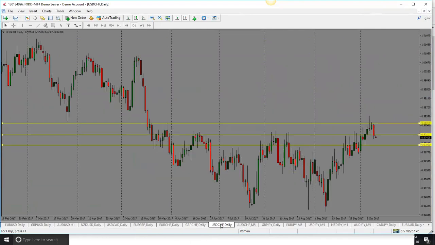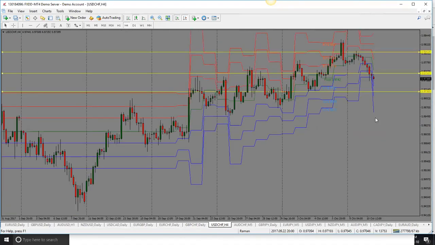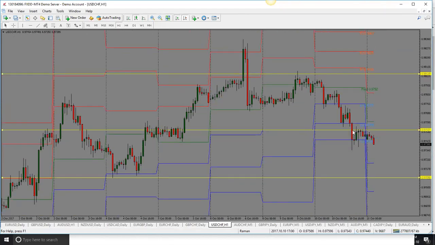Dollar Swiss franc, we had a big drop in dollar Swiss franc here. Looks quite bearish. So looking for price to drop into 0.9700 here. And let's take a look here. Yeah, so this looks quite bearish. We're looking for price to drop further into the 0.9700 level. So from a 1 hour perspective, see how price broke below this level and now it's holding below. So looking for price to drop further.